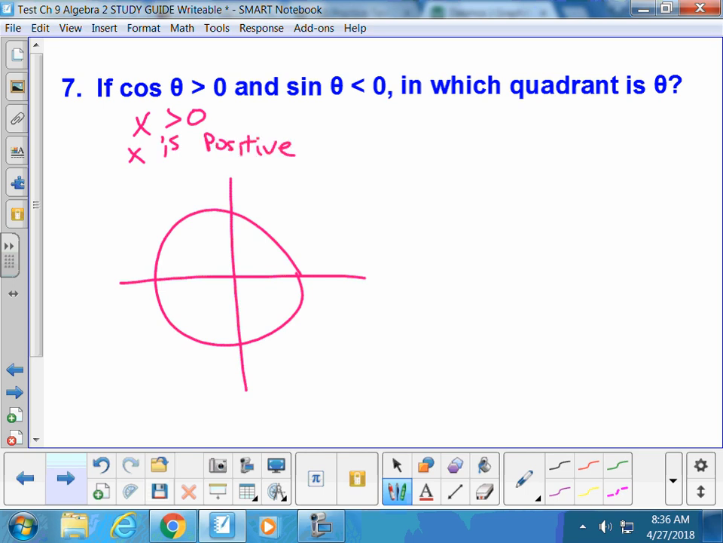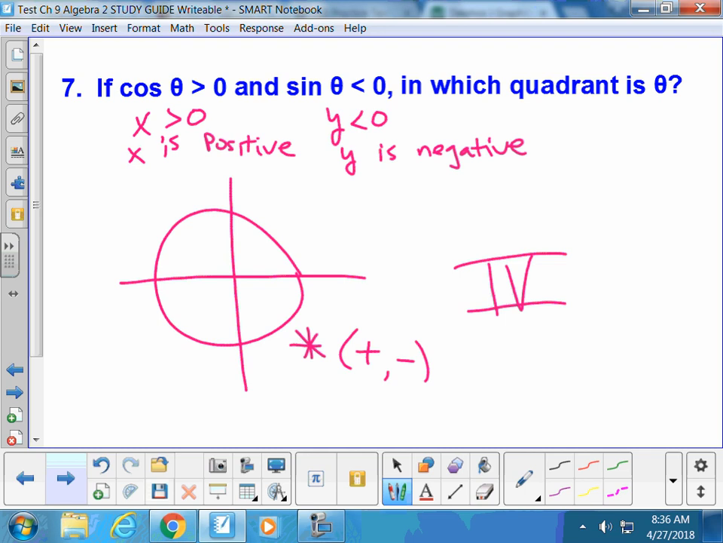The sine value is the y value, and if the y value is less than 0, that means the y value is negative. So we just need you thinking about what quadrant would have positive x values and negative y values. It would be down here. All these numbers down here, I would have to travel to the right to get there and down, which would make it a positive x value and a negative y value. So we're in quadrant 4.